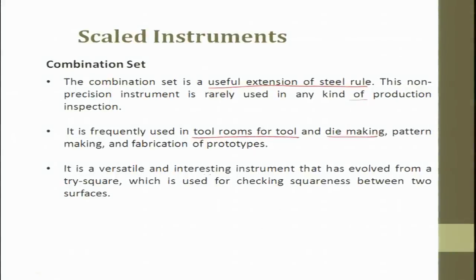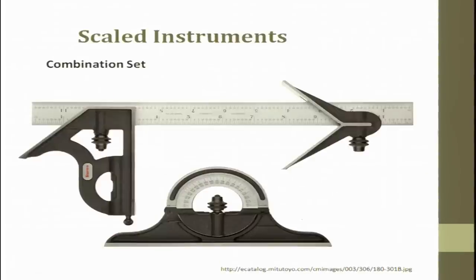It is a versatile and interesting instrument that has evolved from the tri-square. What is a tri-square? A tri-square is something like this. It is used for checking the squareness between two flat surfaces. This is a tri-square or a T-square. People call it a tri-square and a T-square. So, this is what it is.